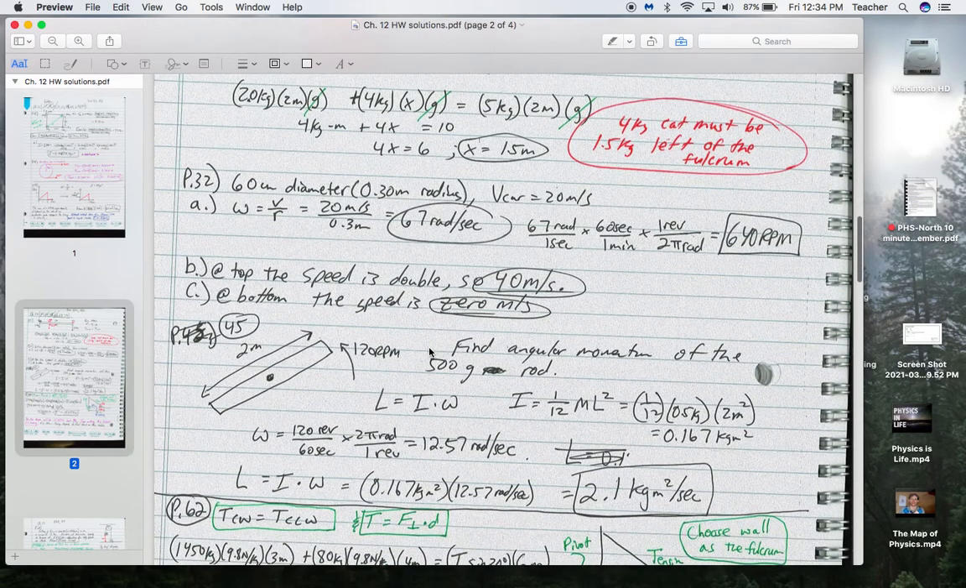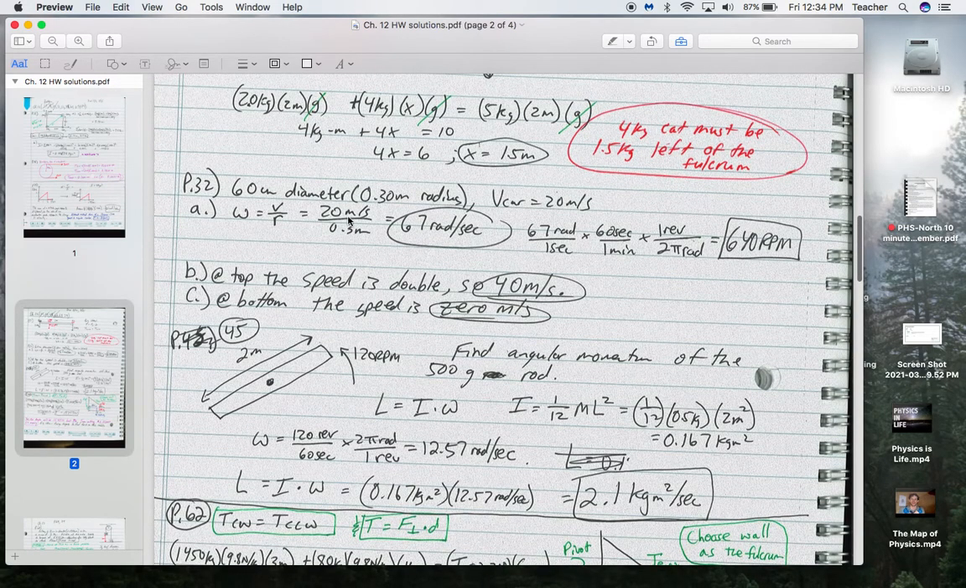For P32, so you had a 60 centimeter diameter wheel on a car. The car was going 20 meters per second. So again, convert that to 0.3 meter radius, and the angular velocity is equal to linear velocity divided by radius. So that tells me the angular velocity of the tire. And if I want that in RPM, well, if I have radians per second, there's 60 seconds in a minute, and there's 2 pi radians in 1 revolution. So you get revolutions over minutes. That's the conversion that I do. It came out to like 638, I think.